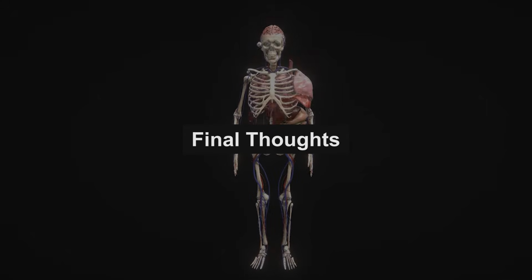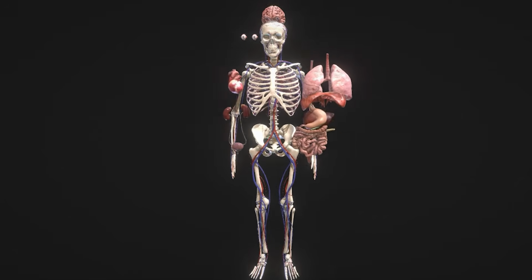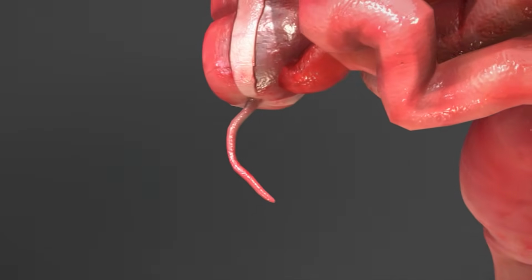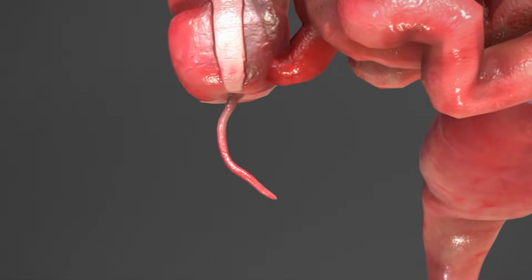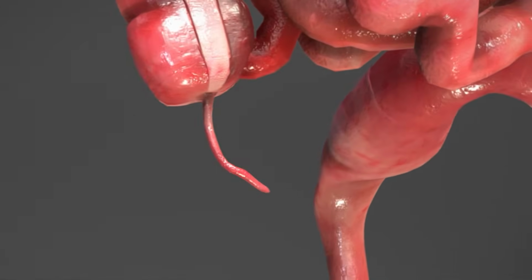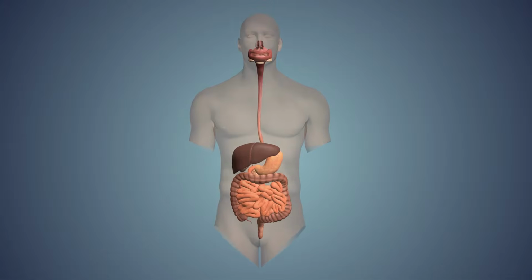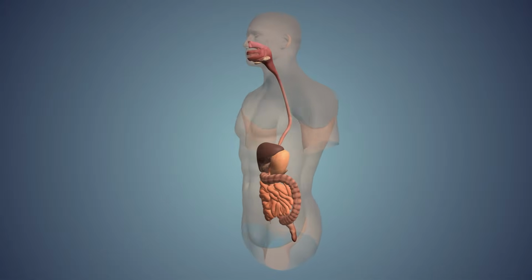Final thoughts? In human anatomy, every part of the body has a story. The appendix may be small and often ignored, but it's not useless. It helps protect and support our digestive and immune systems, especially in ways we didn't fully understand until recently.